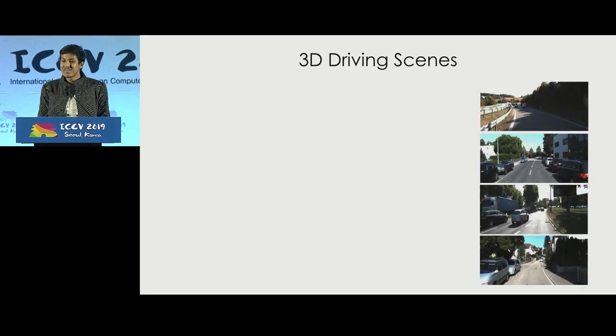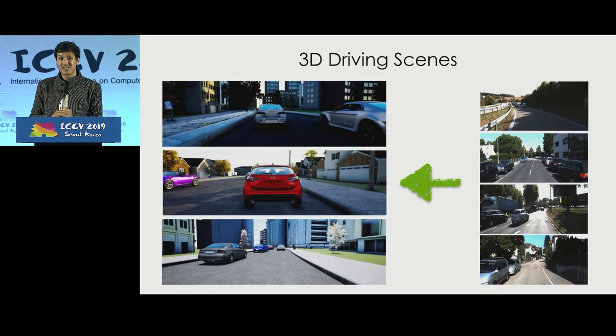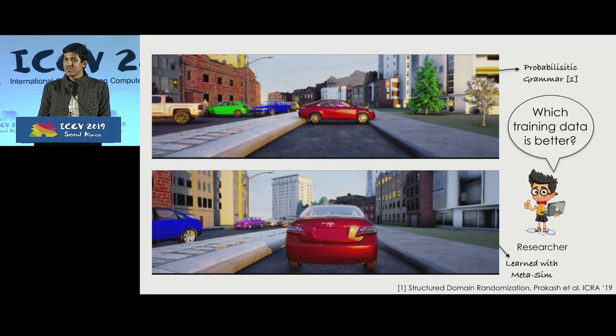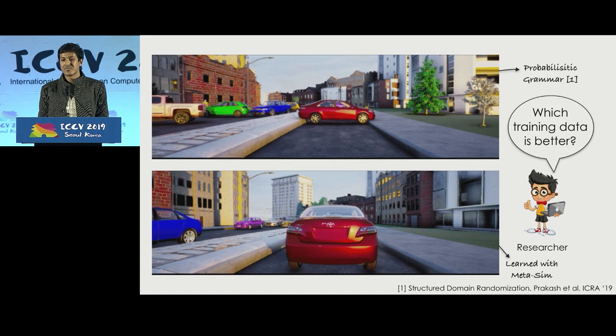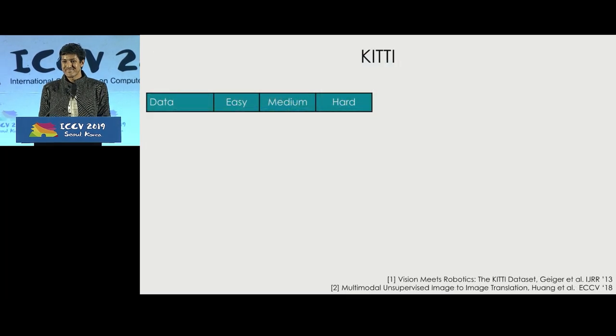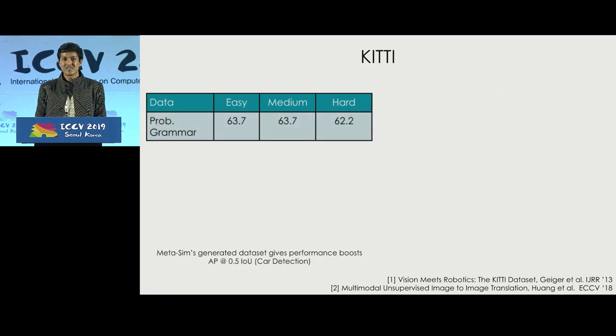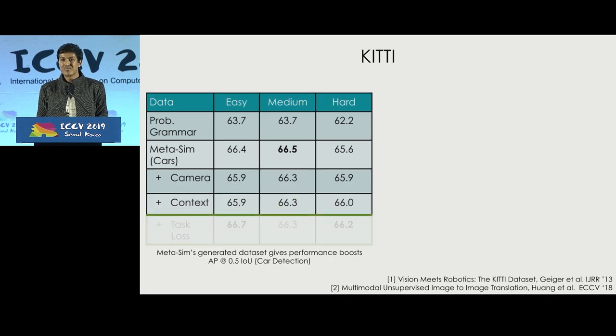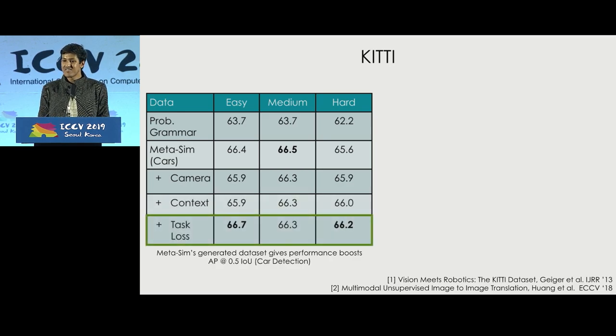So we experiment on the KITTI dataset, where the goal is, given KITTI images, can we generate optimized synthetic data trained for car detection performance? So the metric is actually the car detection performance of the downstream task model. And we compare against generating using just the probabilistic grammar and the data that's learned by Meta-Sim. And the probabilistic grammar comes from SDR, which is a paper by Prakash et al. from ICRA. So we optimized the simulator sequentially and observed improvements in performance, getting at the end about a 4% improvement on the hard split of the KITTI dataset.